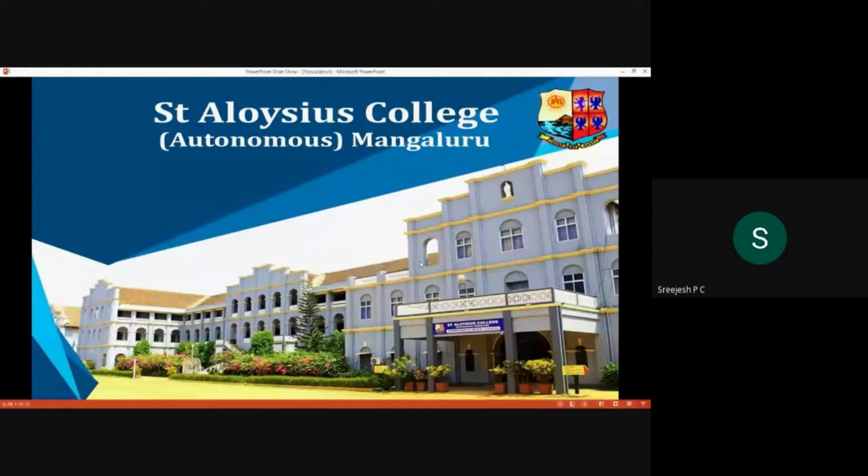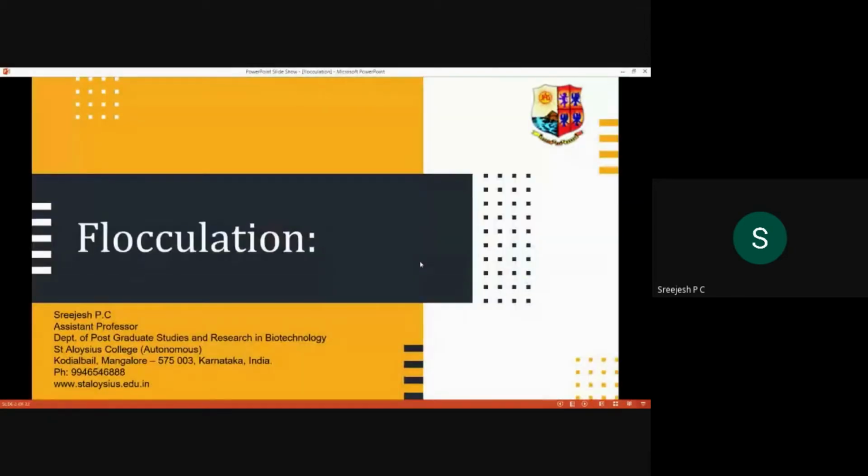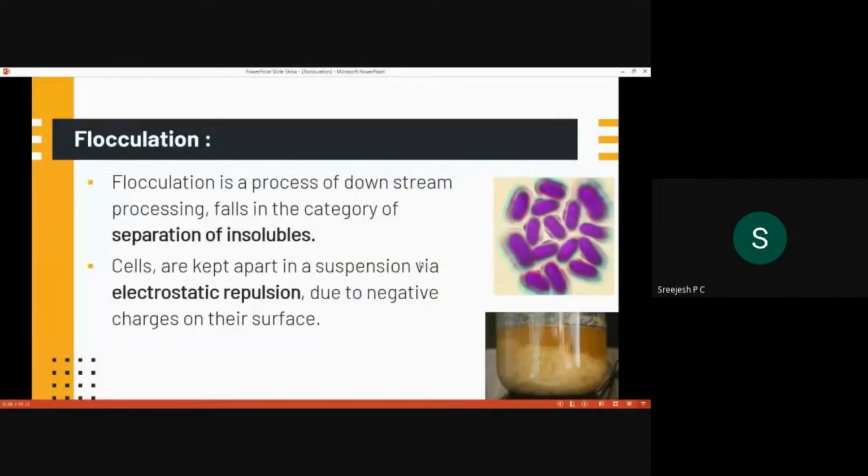Morning, all of you. So today we are going to discuss flocculation. We were discussing the downstream processing, and this is one among the downstream processing steps. It falls under the category of separation of insolubles. So this is the first step, is it? Separation of insolubles, where we are trying to separate the cells or other solid particles which are insoluble in the fermented broth. That is the initial step in our downstream processing.